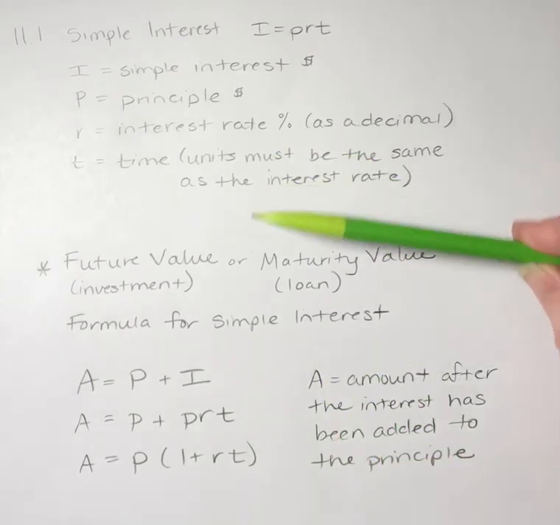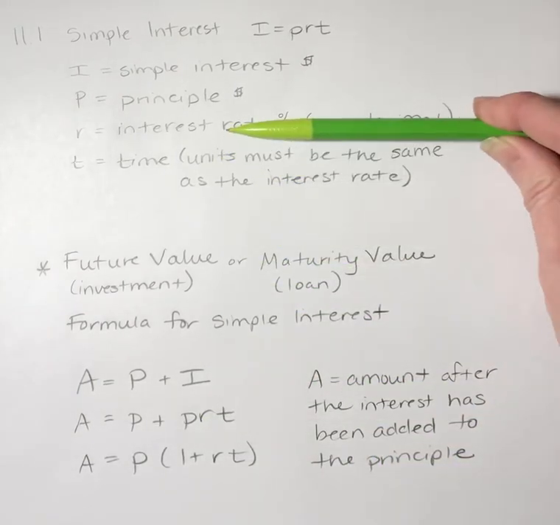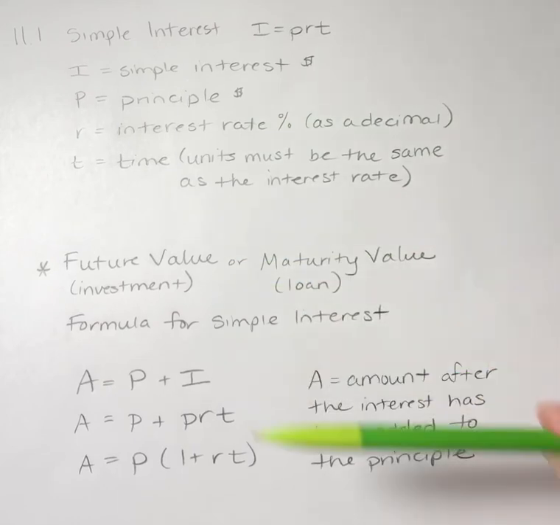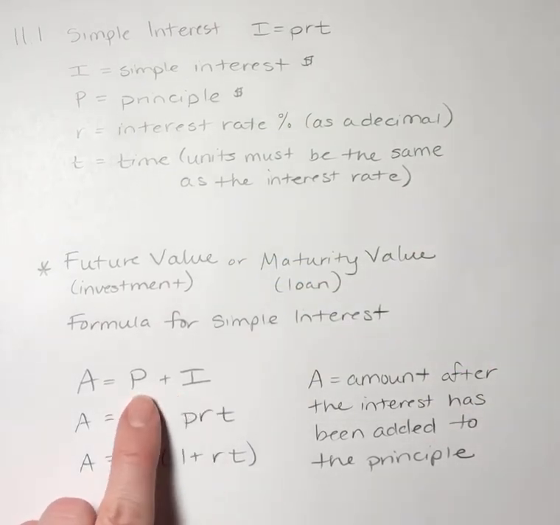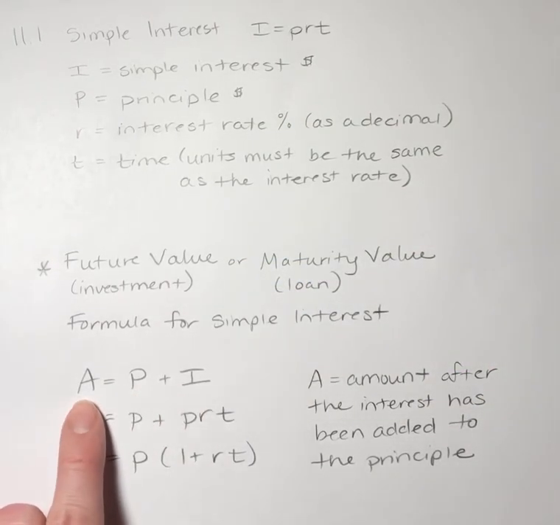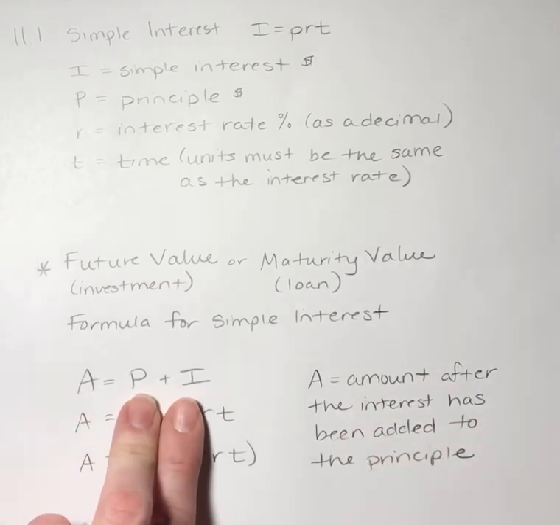So the only difference between these two is this is just your interest. This one has both your principal and your interest added together. So the amount in the account, that's what A stands for. You add the principal and the interest together.